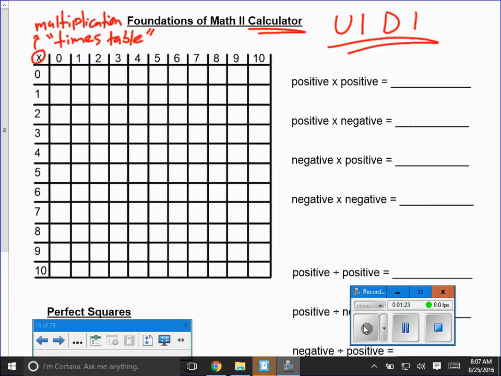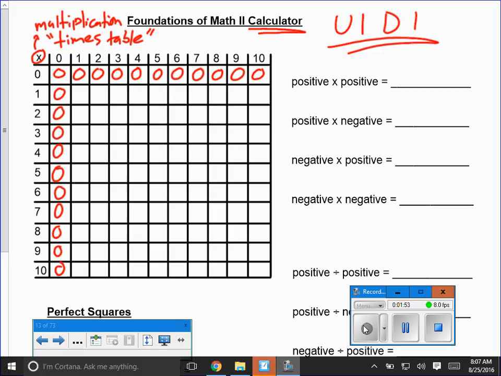So 0 times anything we know is going to be 0. So if I go across this first row, 0 times 0 is 0, 1, 2, 3, 0 times anything is going to be 0. And that works the same way down the first column. 0 times anything is 0. On these tables, anywhere a row and a column meet, that's the product of two numbers. That's the multiplication result from the two numbers.